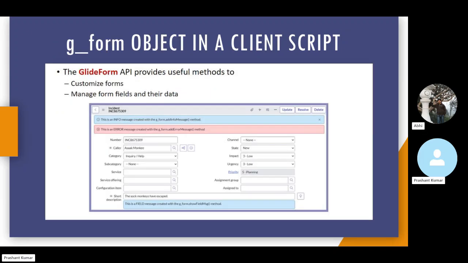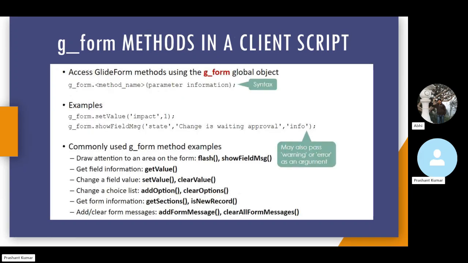And now you will see gform object in client script, which I already mentioned to you. What we can do, like we can customize form or we can manage form fields and their data, like info message, error message, right? And we can show field message like it is showing here in the screen you're seeing already. This is coming using gform object. This is also coming using gform object. I will show you on the form how it will show.